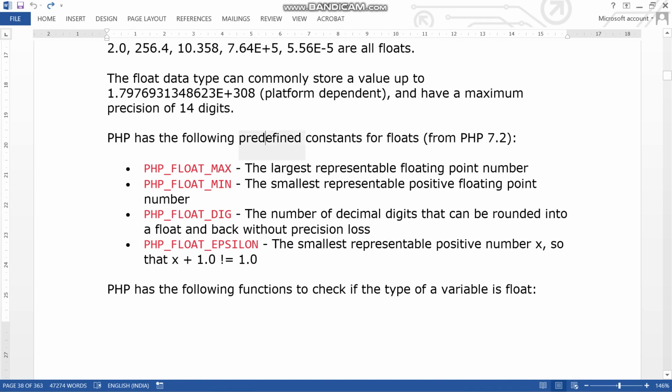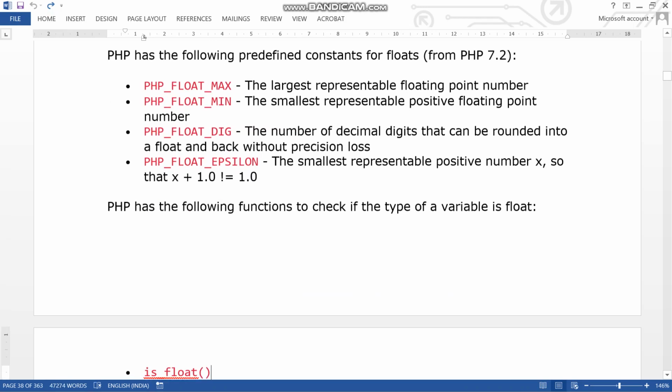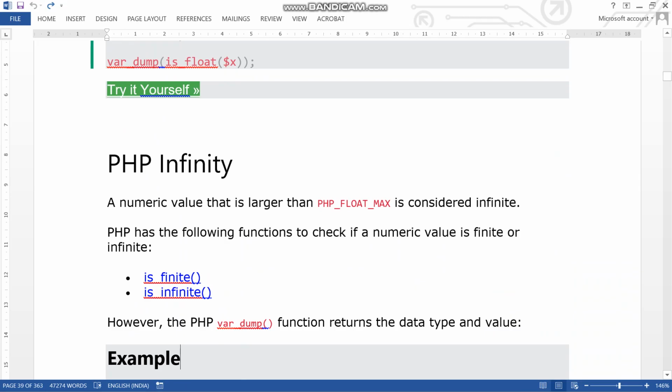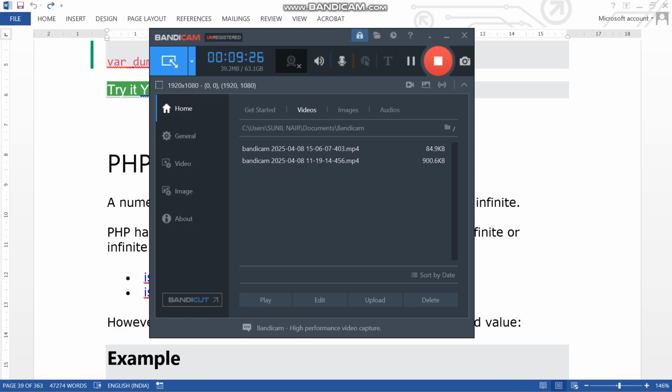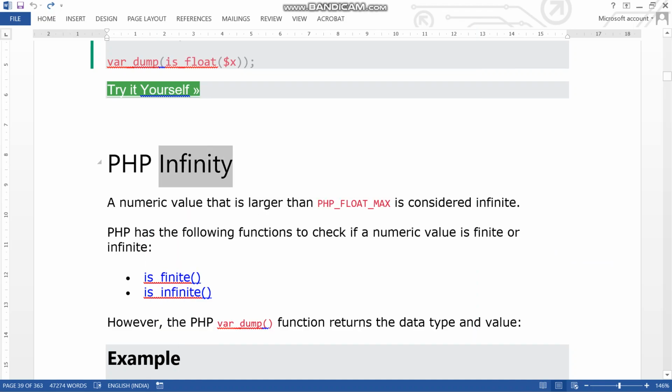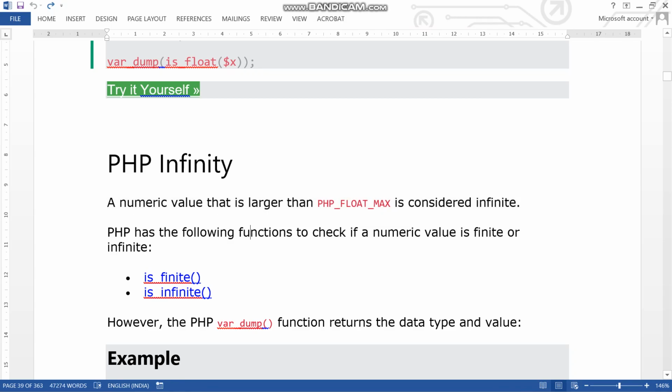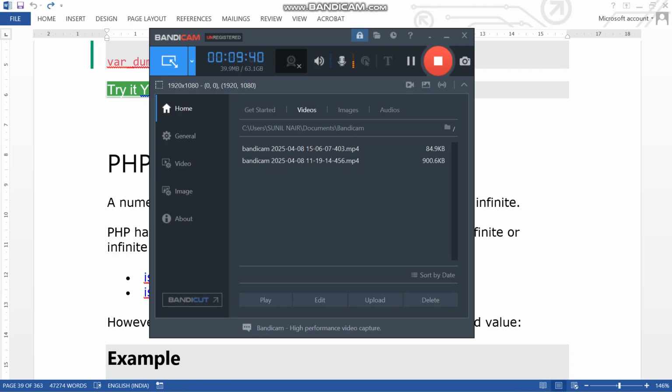In the same way, predefined constants. This is also PHP: a numeric value that is larger than the PHP float maximum is considered infinity. In the next video we are going to see a little bit more about this topic.